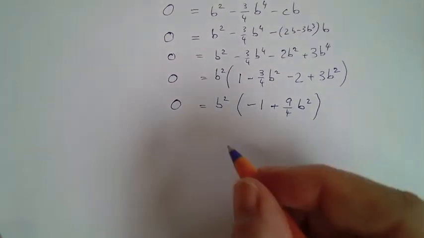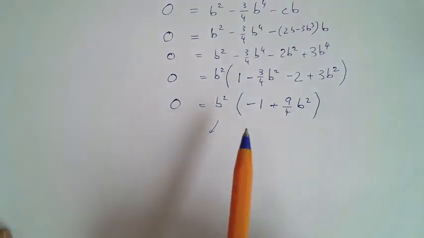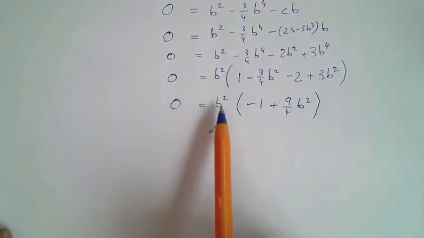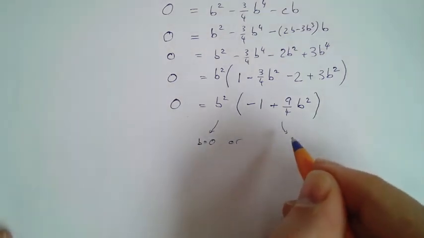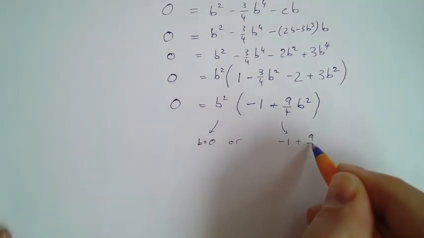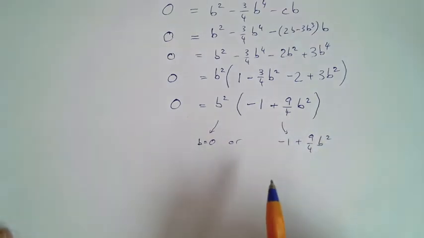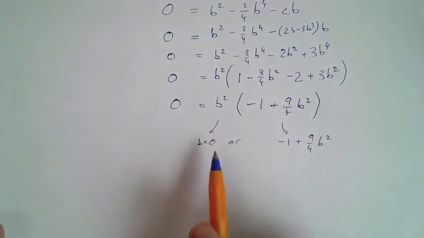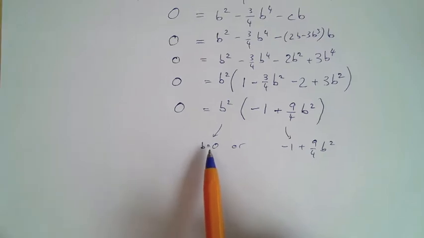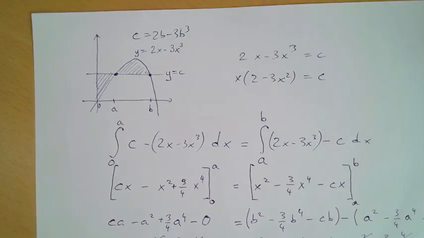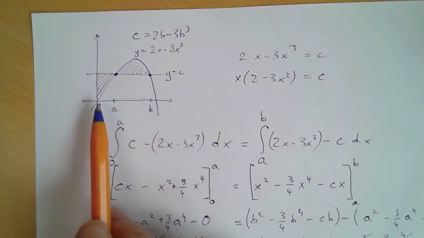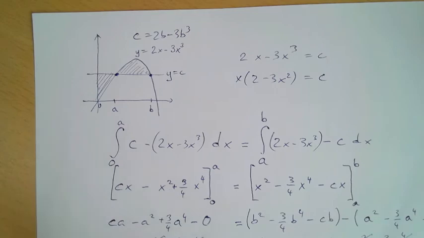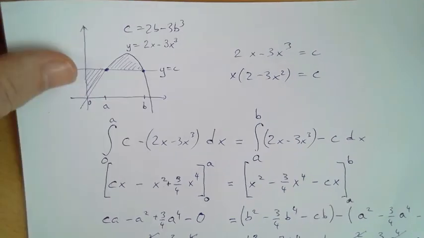Now this can be split. It's a different case than before. This time it's either b squared equals 0 or this equals 0. b equals 0 doesn't make sense in this exercise. It must be some kind of extraneous solution. Having b all the way here, what does it mean? It's kind of a degenerate case where we have no regions.